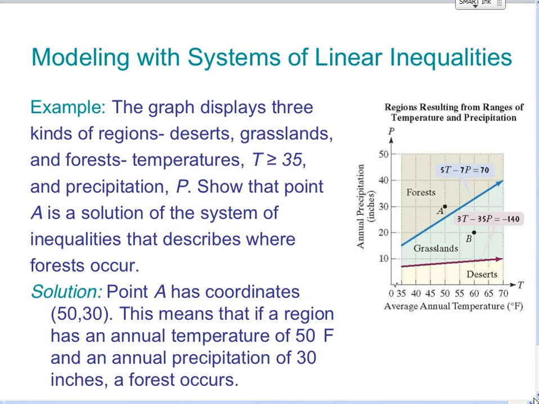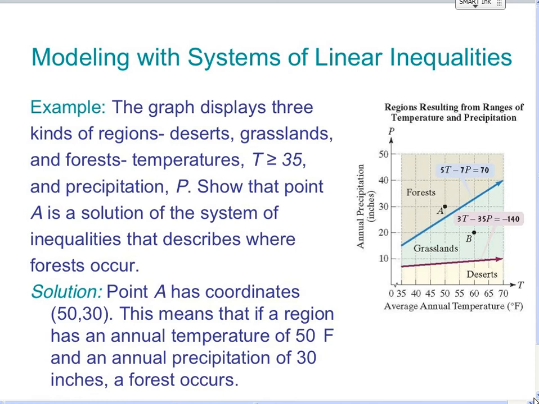For word problems like this, I don't want you to write it down. I don't want you to copy it down, just like I wouldn't want you to copy it down in class. We have the graph. It has 3 kinds of regions. We've got the desert, grasslands, and forests, and their temperatures. We've got T is greater than or equal to 35, and precipitation, which is P.